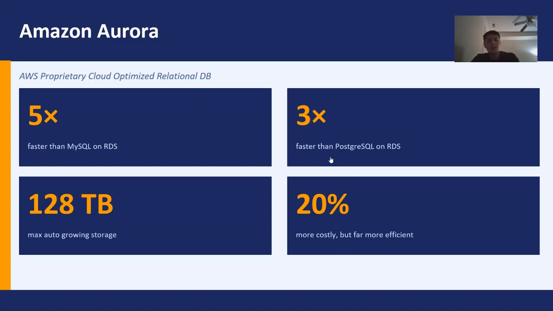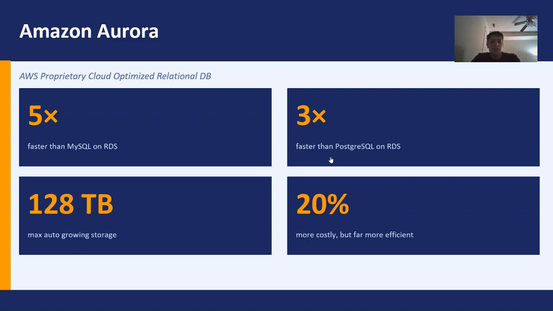So we end this video with Amazon Aurora, AWS's proprietary database engine. It's compatible with both PostgreSQL and MySQL, so you can migrate without changing your application code. The performance numbers AWS claims are impressive. Aurora is 5 times faster than MySQL on RDS and 3 times faster than PostgreSQL on RDS. This is because Aurora was built from the ground up for the cloud.